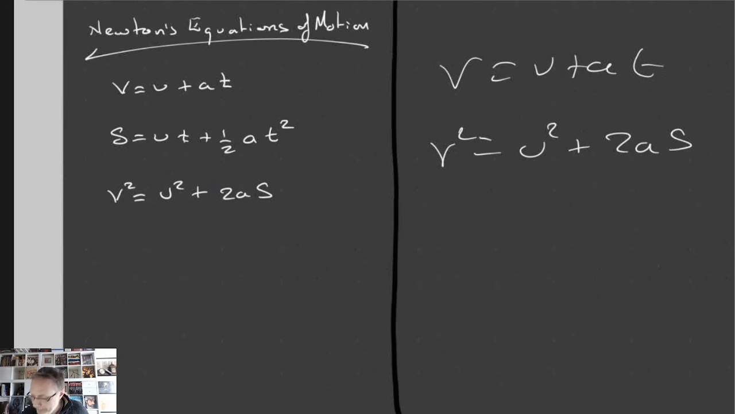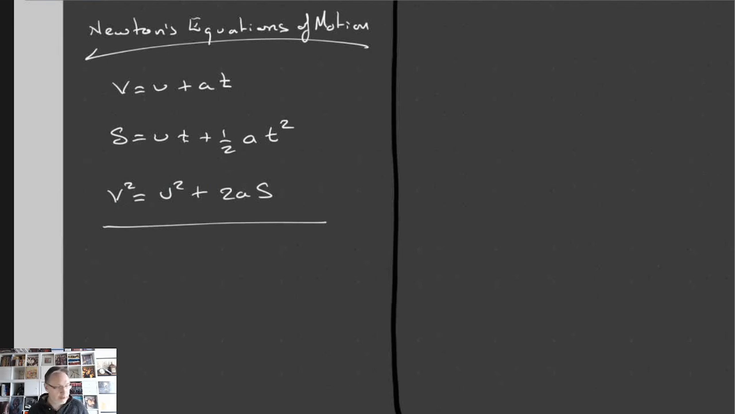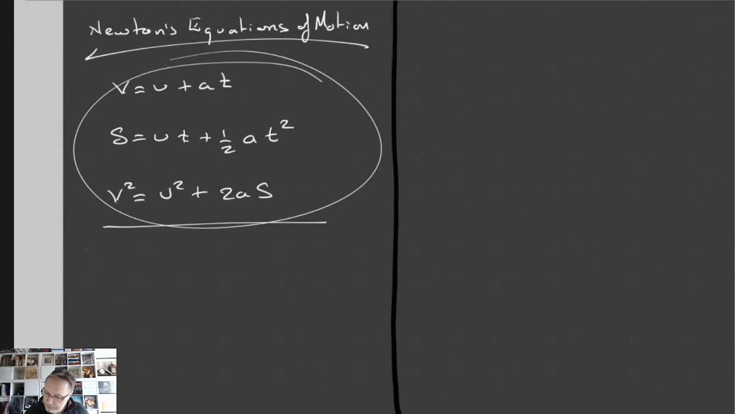And then I remember that the third one begins how the second one ends. It ends with an s, so the third one begins with an s. s is ut plus a half a t squared. So that's the way that I remember them. But just for completeness, since we've gone through them, I will write the other ones that we discussed. I'll put a line under them because, again, these are my main three.